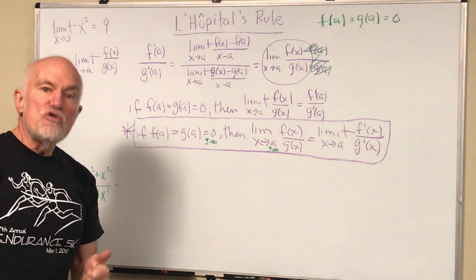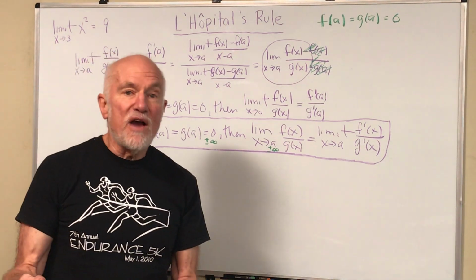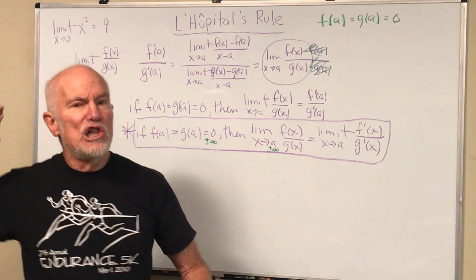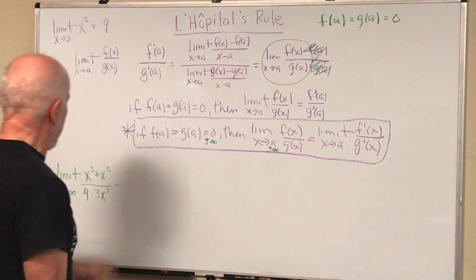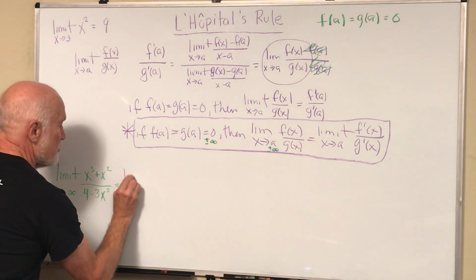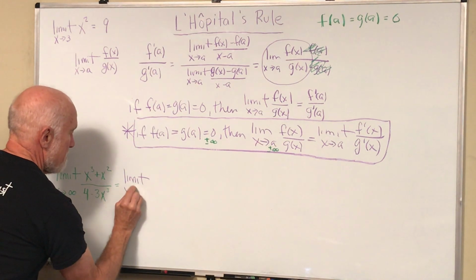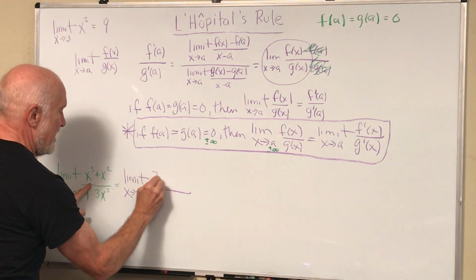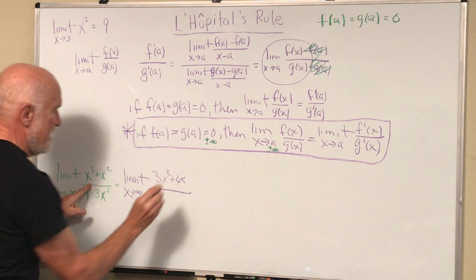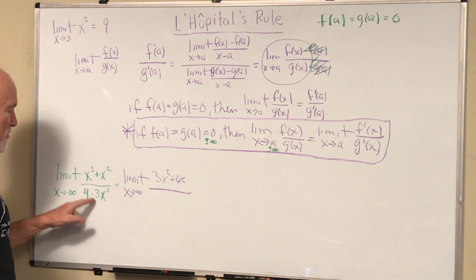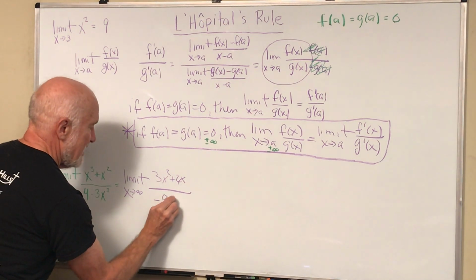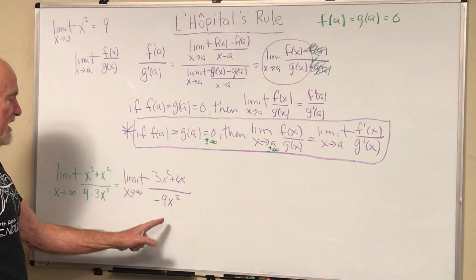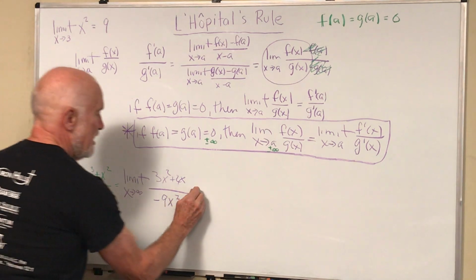Now, you can use L'Hopital's rule, and it works out better, I've found, if you yell out, as soon as you take the limits and get that indeterminate form, "L'Hopital!" So, I just did it, so now I can use the rule. I take the derivative of the numerator, 3x squared plus 2x, and the derivative of the denominator, 0 minus 9x squared. When I plug it in, I still get infinity over negative infinity.